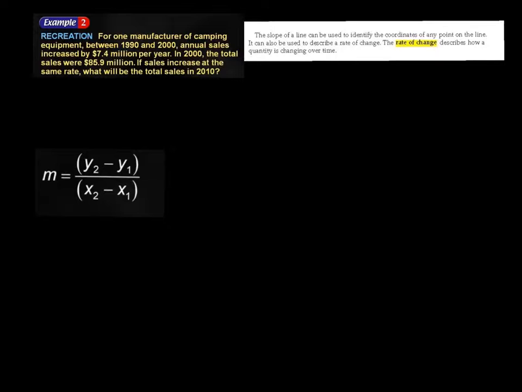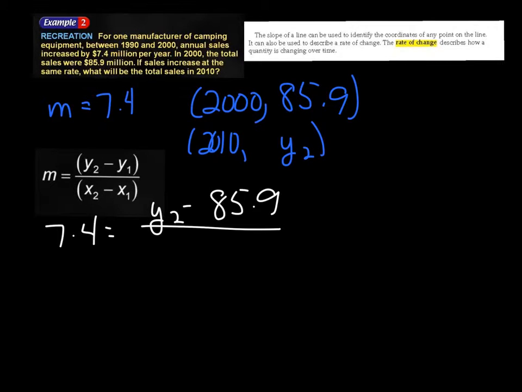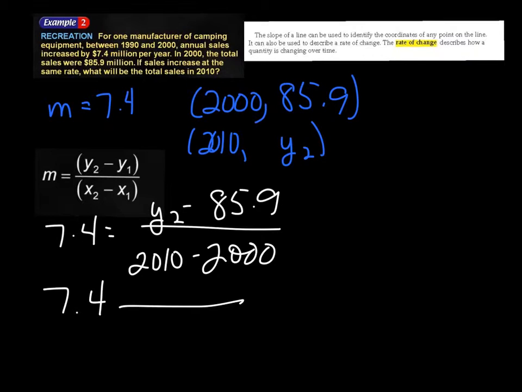The problem gave us a slope, so it increased by 7.4 million per year. That's my slope. And it gave us 1 point. So in 2000, time is always our independent variable. It changes of its own accord. The total sales were 85.9 million. And they want us to find the sales in 2010. So we're looking for that second y value. We can just plug and chug into our formula. We know m is 7.4, y sub 2 is what we're looking for, y sub 1 is 85.9, x sub 2 was 2010, and x sub 1 was 2000. 2010 minus 2000 is 10.